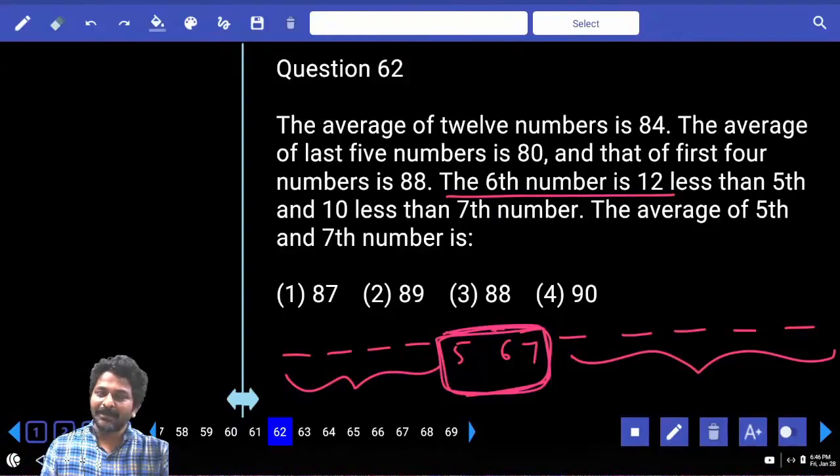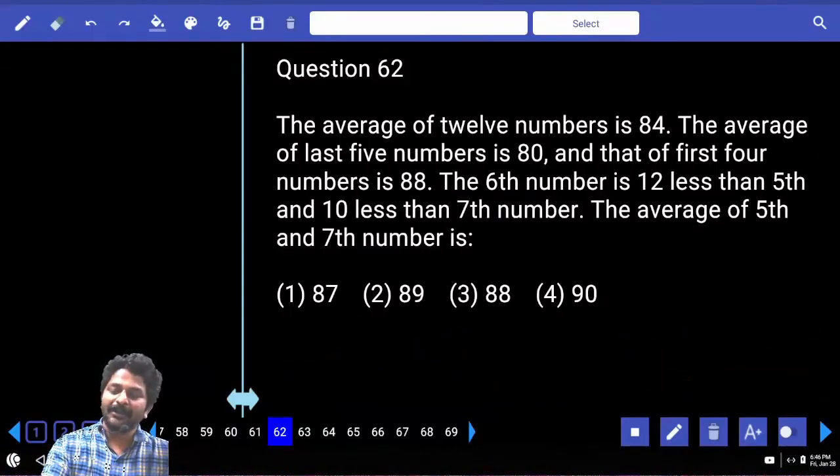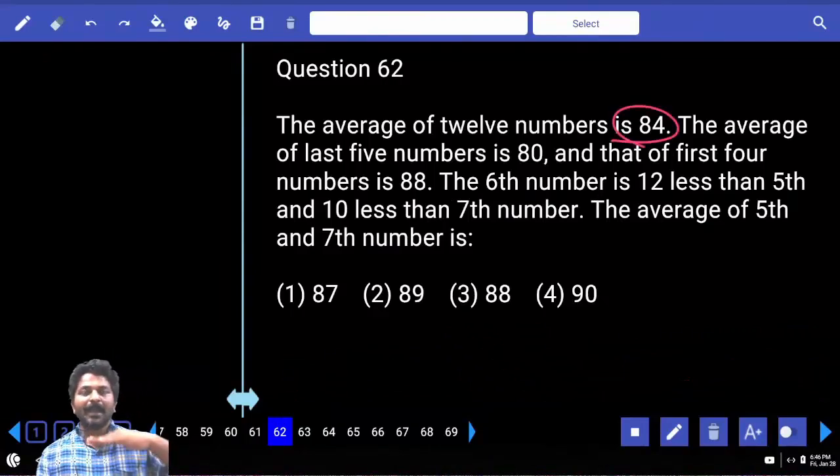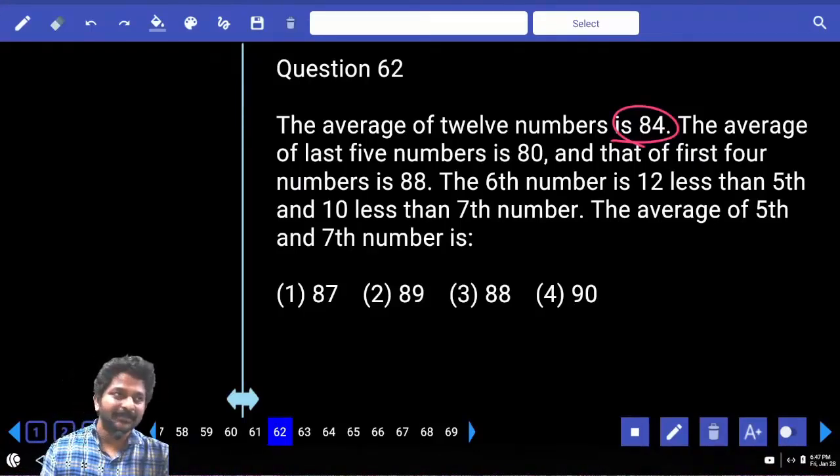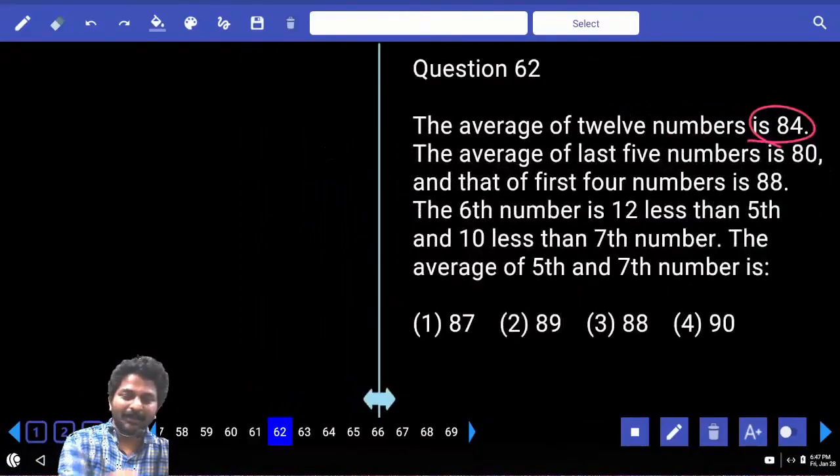Right. So how many numbers are missing? 3 numbers. So what is average of all 12 numbers? According to equality concept, every number is 84. So 5th number, 6th number, seventh number. All are 84 only. 84 3 times, 240 plus 12, 252.